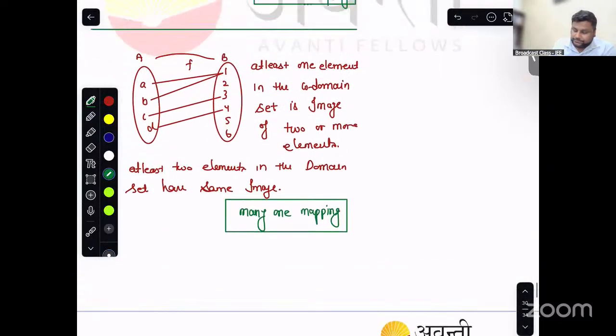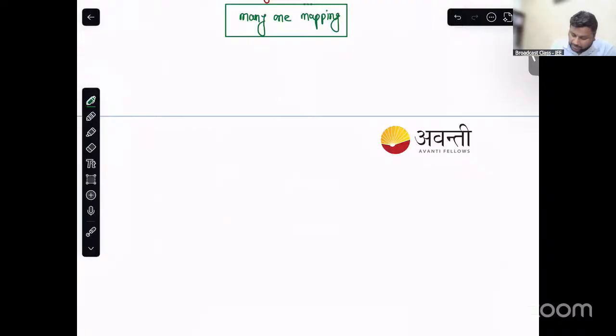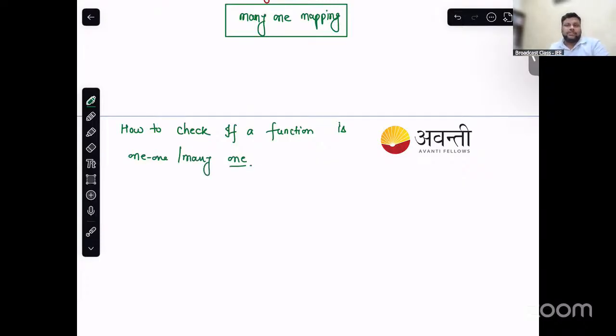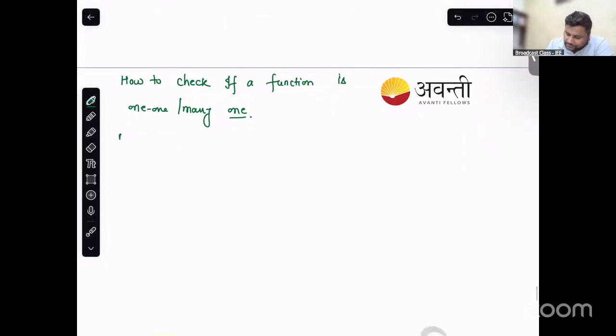Now, how to check if a function is one-one or many-one. Now, there are 3 or 4 methods. Fine. So, first of all, I mention those methods which are there in your school syllabus. Method 1. We will do step by step.